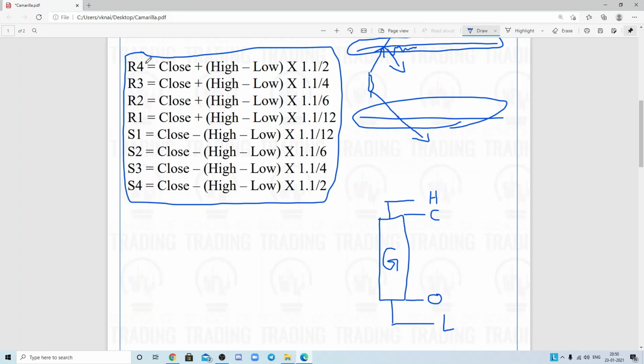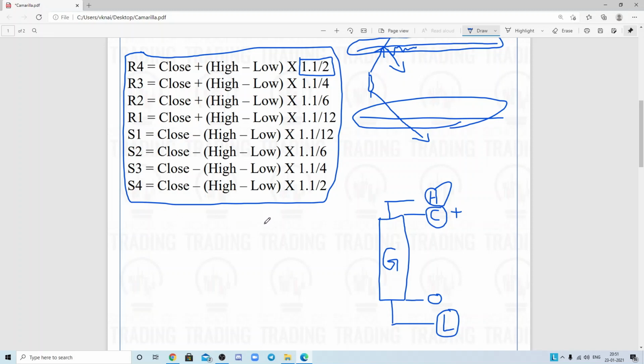So let us calculate R4. R4 is close plus high minus low, that is, this close plus the value of high minus low, which is multiplied by 1.1 by 2. Now this is an additional formula which is used to calculate these resistance and support lines. So here you have calculations for R3, R2, R1, S1, S2, S3 and S4.